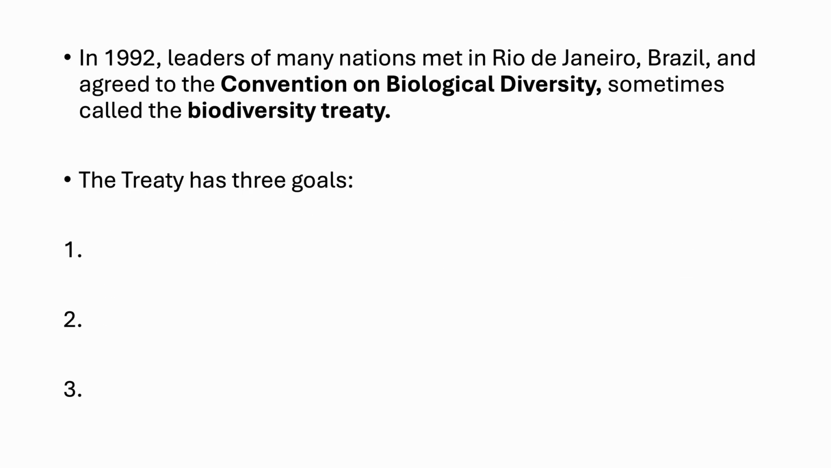Now, in 1992, leaders of many nations met in Rio de Janeiro, Brazil, and agreed to the Convention on Biological Diversity, sometimes called the Biodiversity Treaty. Now, the treaty has three main goals. First of all, they want to conserve biodiversity. And this is biodiversity not just in particular countries, but globally.